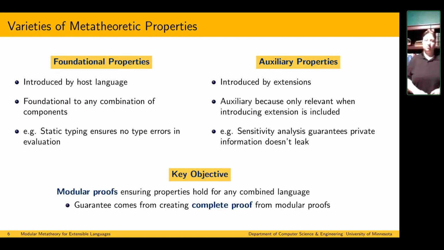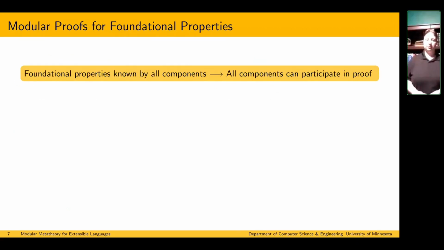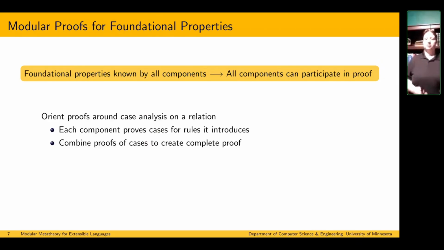And so our key objective here is that we want modular proofs of these properties that are introduced by any component to ensure that they're going to hold for any combined language. This guarantee is going to come from creating a complete proof for any combined language based on the modular proofs. For foundational properties, this isn't too hard because they're known by all the components, being introduced by the host language. And so all the components can participate in the proof.